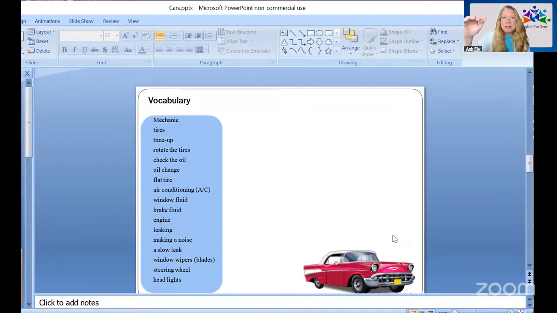So when you need to get things checked on your car, you need a mechanic. Mechanic. That CH makes a k sound like K. Mechanic. We need to check the tires. Tune up. Great word here. Tune up. This is when you take your car in and they do a tune up.